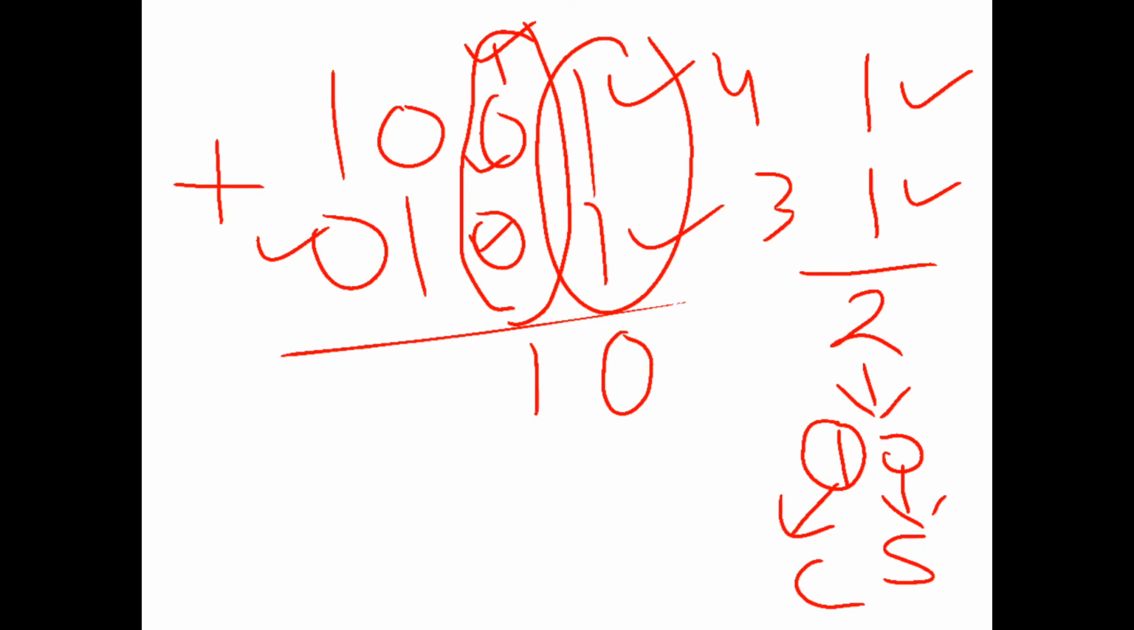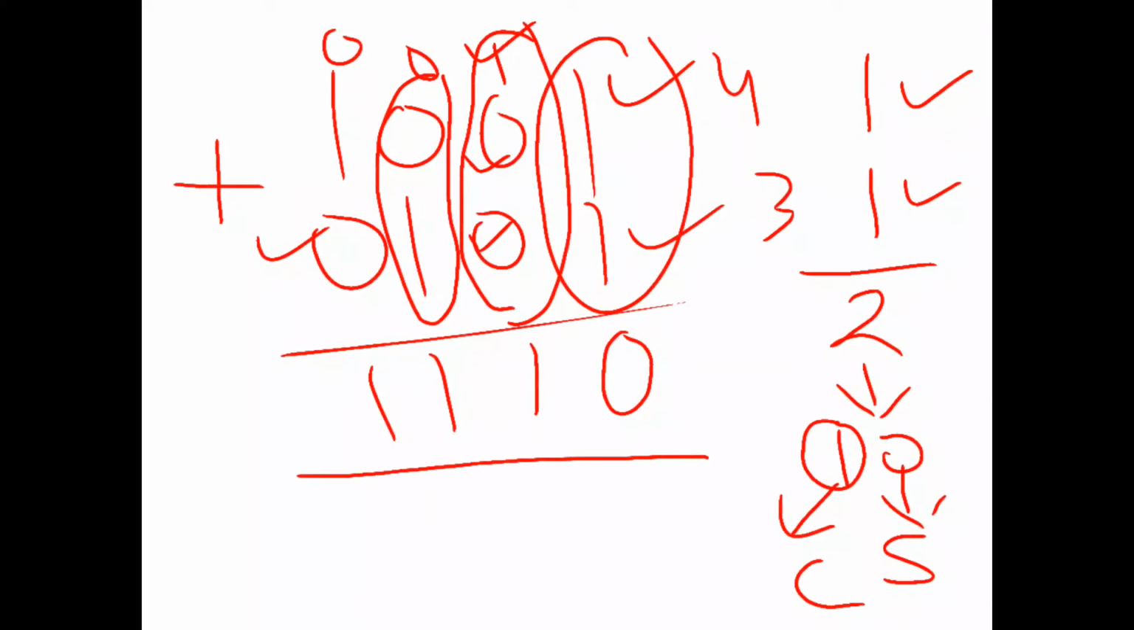Now let us move to this position. Since there is no carry from the previous position, let us take it as a 0. So 0 plus 0, 0 plus 1, that will be 1. And since there is no carry again, let us take 0 here. So 0 plus 1 plus 0, that will be 1. So this is the result that we are having there.